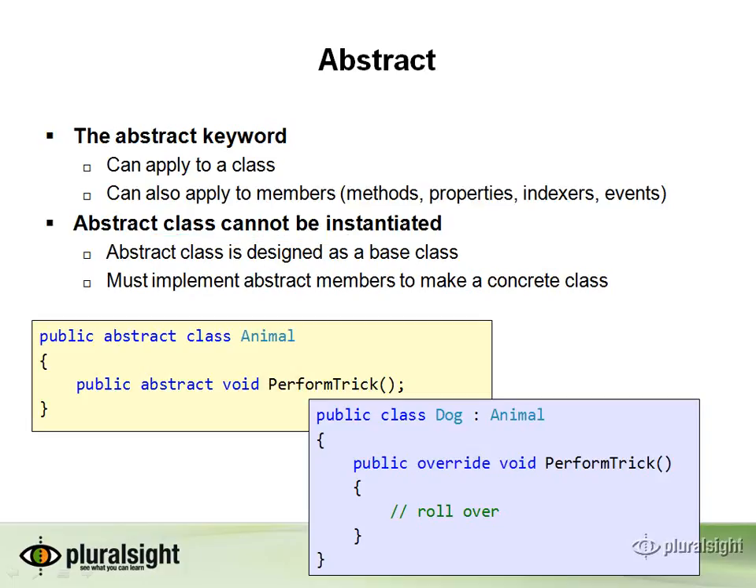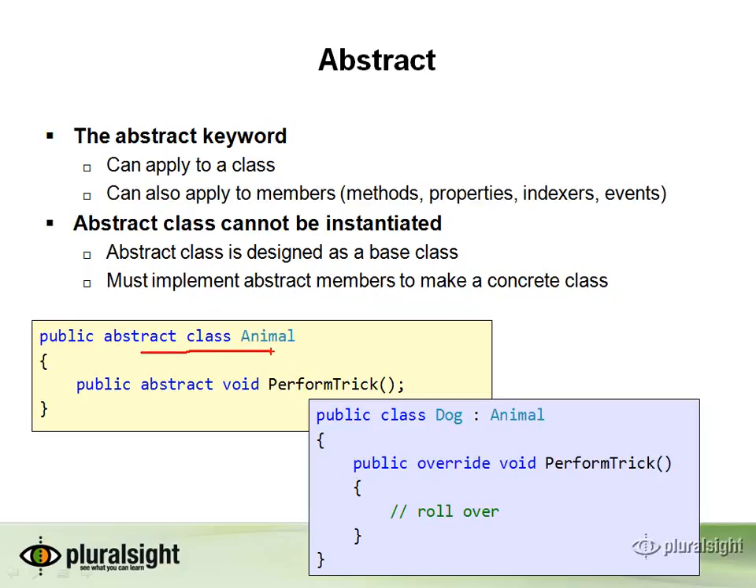This means abstract classes are almost always designed to be used as a base class. It's a place where I want to put some code that I'm going to reuse through inheritance, but I don't want people to be able to instantiate that base class that I designed. And if that abstract class has any abstract members, like an abstract method, you must implement those abstract members in a derived class to make what we call a concrete class. A concrete class is one that can be instantiated. You can use the new operator with it.